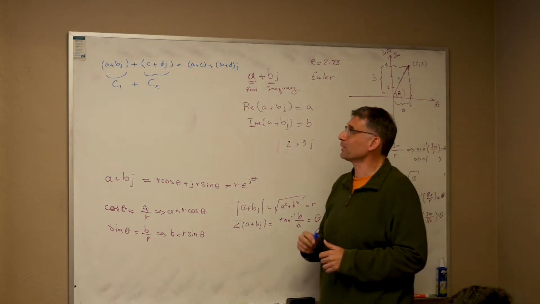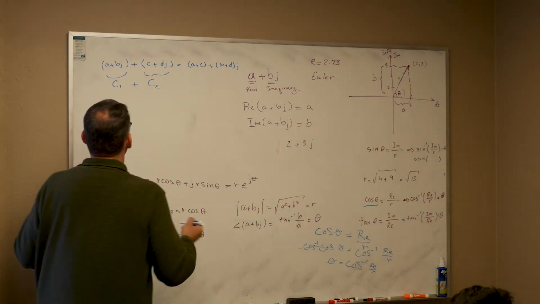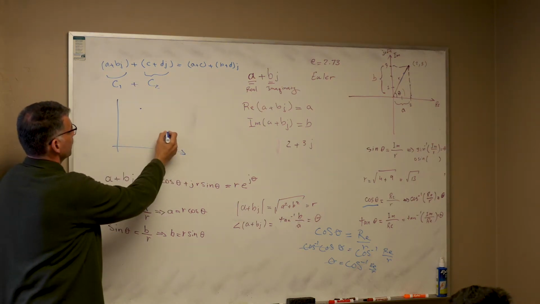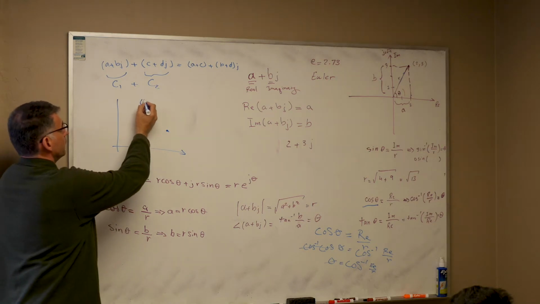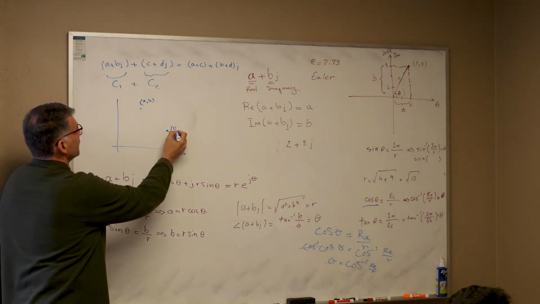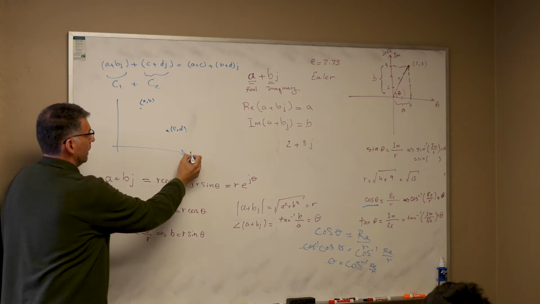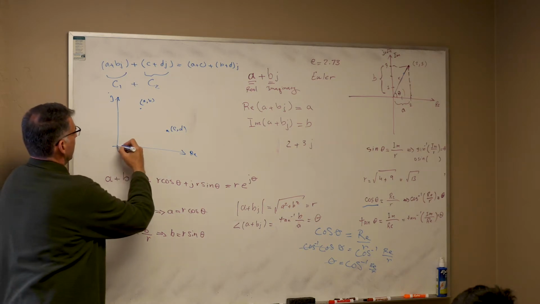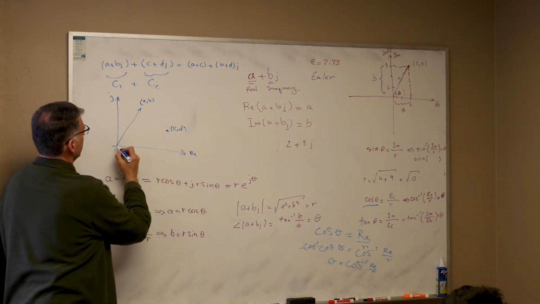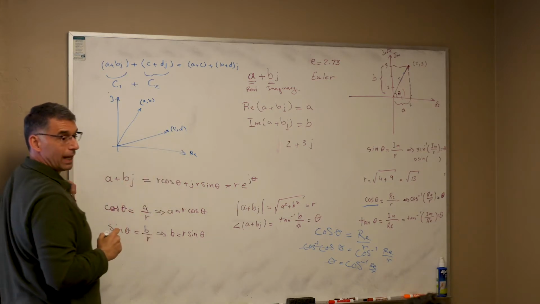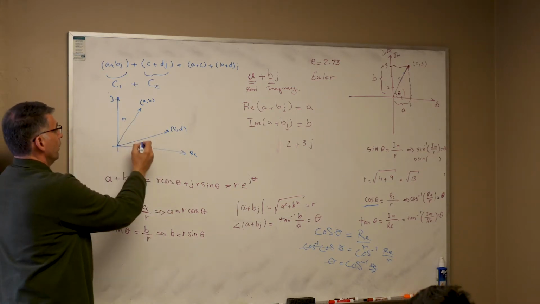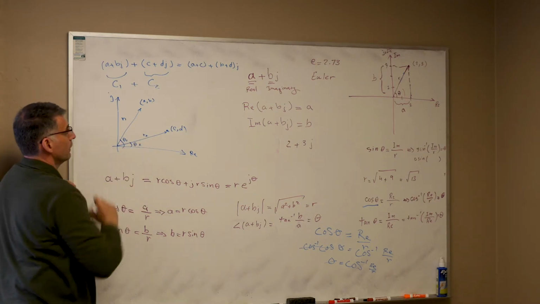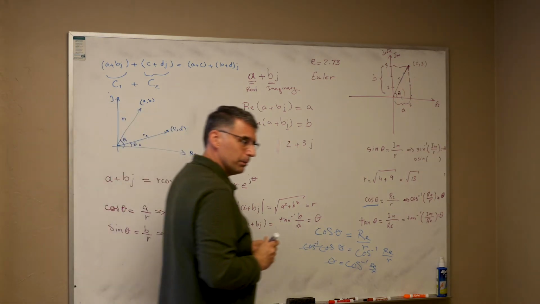And I think this is what Dr. Winters was mentioning earlier. If I show these two numbers on the complex plane, if this is A, B, and this is C, D, where this is the real axis and this is the j-axis, I can show this complex number as this and that complex number as that. So I have R1, R2, and then theta 1 and theta 2. What does that mean when I add them?